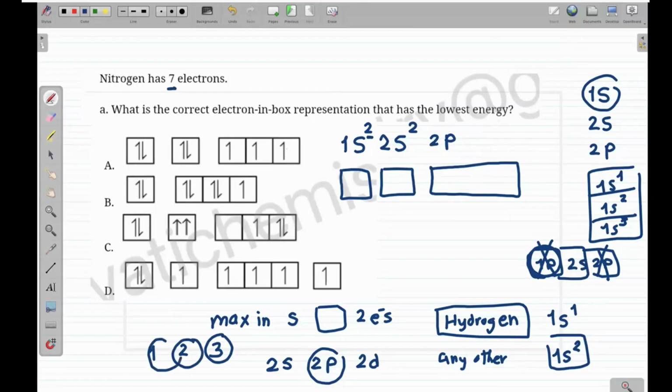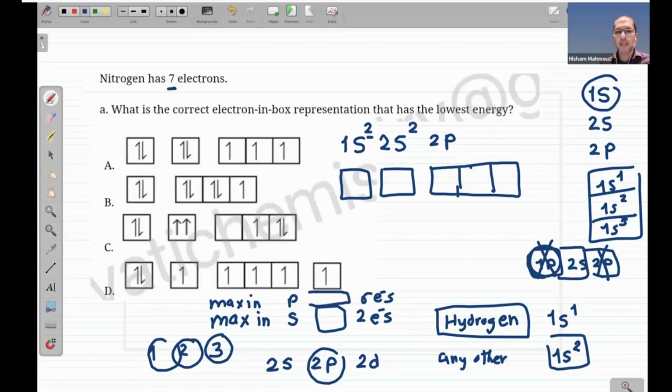And the p orbital is a subshell that has 3 orbitals inside it. It's different from the s. Remember, the s has 1 orbital inside it, so it can carry a maximum of 2 electrons. In the p, it has 3 orbitals inside it. So every time I make the configuration, I will put 6 electrons. In the s subshell, it has 1 orbital. In the p, it has 3 orbitals.